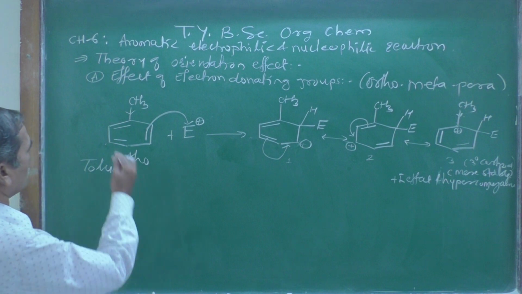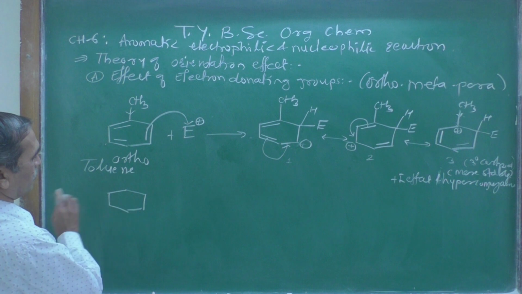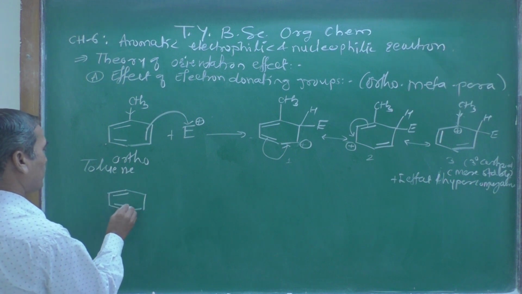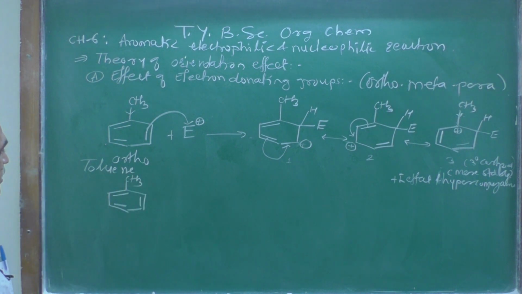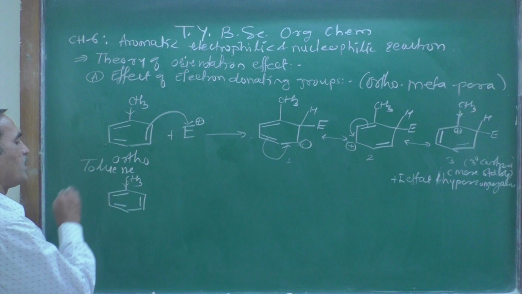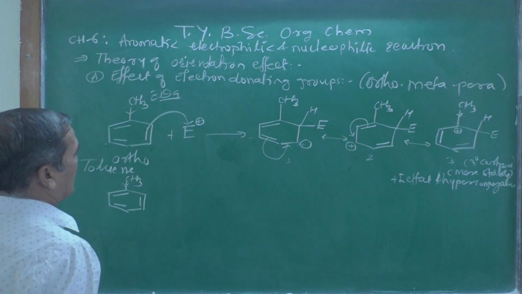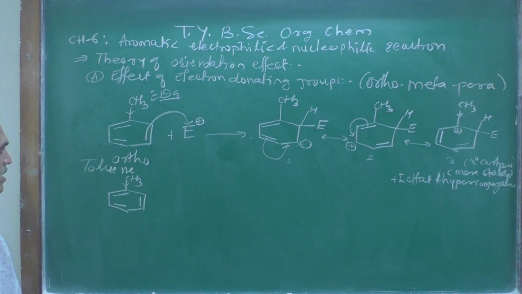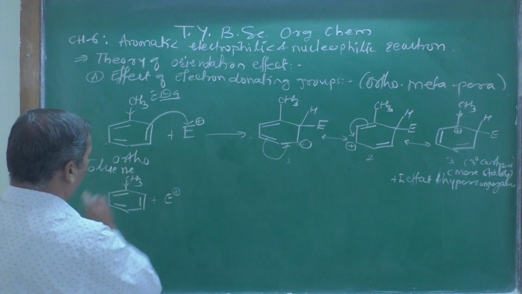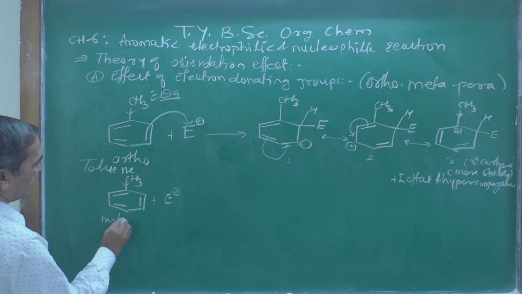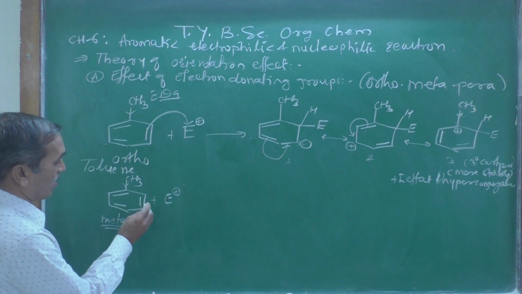And now let us look at another case. Here we are going to take the same starting compound, which is toluene, right? And as we know, toluene is an electron donating group. It is an electron donating group, meaning it releases electrons to the benzene ring. Now here the electrophile is attacking at the meta position. This is the meta position.